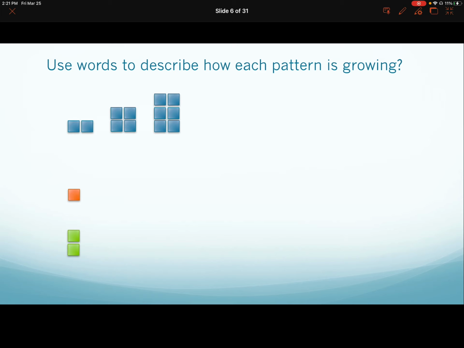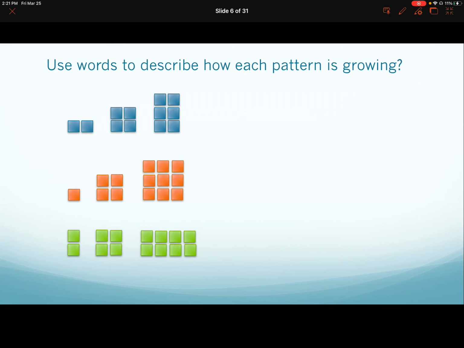So it went from two squares to 4 to 6. Then in orange, we have that. And then for the green, we have that. Okay, so go ahead, hit pause, and think about how you would describe how each pattern is growing.